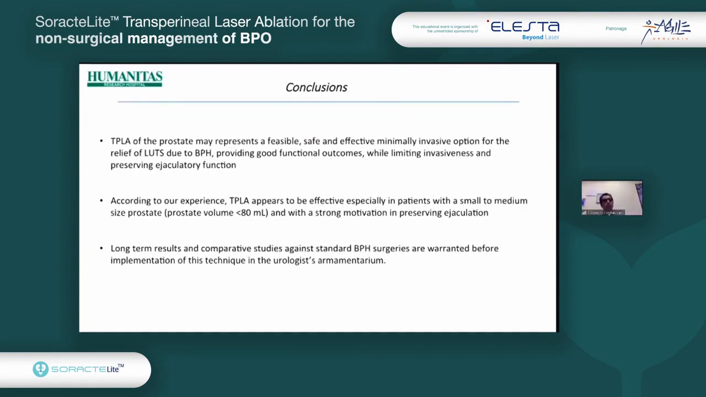So at the very end, we can conclude that TPLA may represent indeed a feasible and effective minimally invasive option, and represents indeed a true minimally invasive option with the advantage, as compared to the other technologies, to avoid the urethral instrumentation. So we would recommend this treatment in those patients with a small to medium sized prostate and that are strongly willing to preserve their ejaculation. As underscored by the previous speakers, indeed some comparative studies with standard BPH techniques are still needed before the implementation of this technique in the urologist's armamentarium.